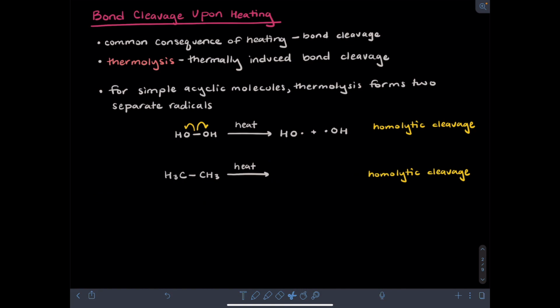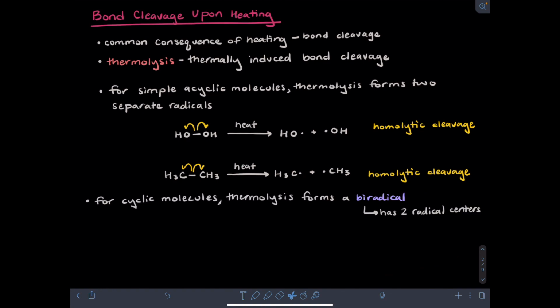It's also possible for thermolysis to cause cleavage of carbon-carbon bonds. So for example, if you heat ethane to a really high temperature, homolytic cleavage of the carbon-carbon bond can occur. For ethane, this would form two equivalents of methyl radicals. So notice in each of these simple cases, a molecule not containing a ring generated two separate radicals upon thermolysis.